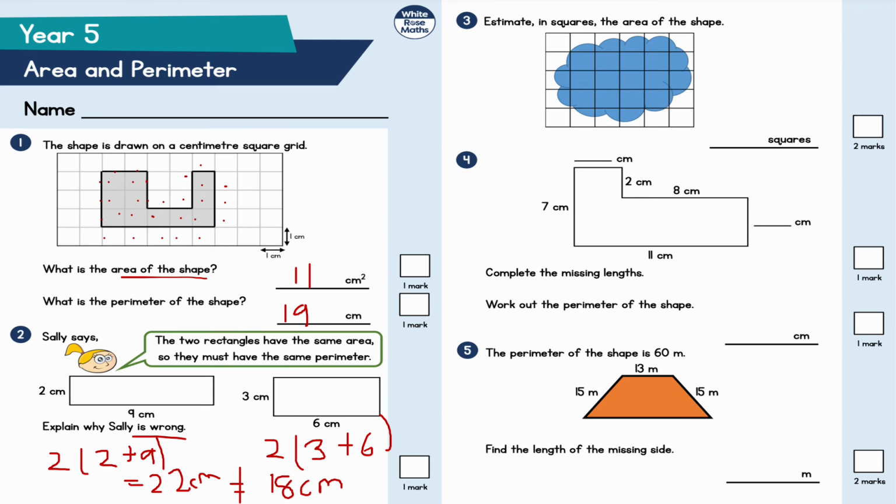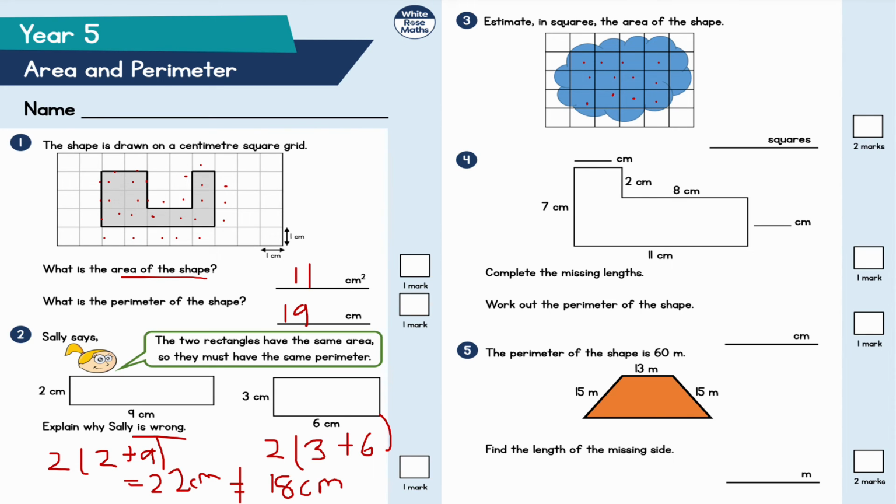This is question number 3. Estimate in squares the area of the shape. 1, 2, 3, 4, 5, 6, 7, 8, 9. I'm going to say 10, 11, 12. And then this is where it's going to get a bit tricky.